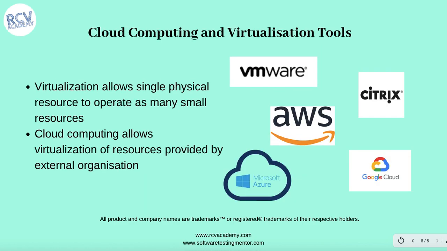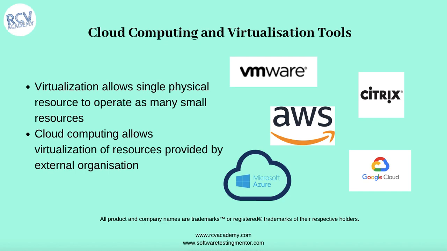Then the next set of tools is the cloud computing and virtualization tools. Cloud computing and virtualization tools are important to utilize the capability of the hardware and software available on the cloud, for example Amazon Web Services or Google Cloud. What you can do is spin up your own machine on Amazon Web Services or Google Cloud, and then utilize the capability of virtualization to use that for your test execution or any other needs.